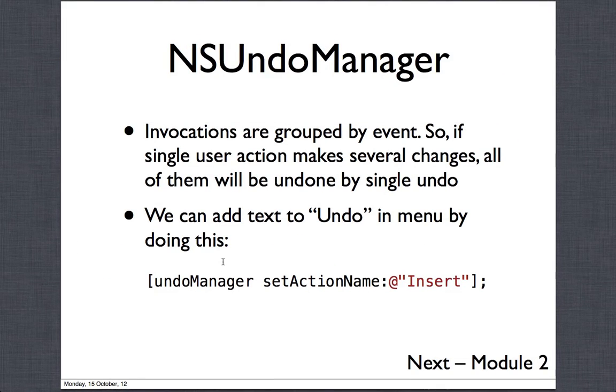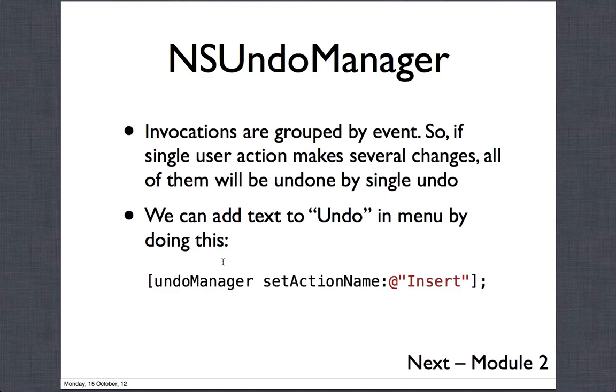So all those invocations are grouped by event. So if one single user action makes multiple things change, then all those changes will be undone by a single undo. So if you have a button which changes multiple labels, then undo will change all those labels back because this was a single user action.